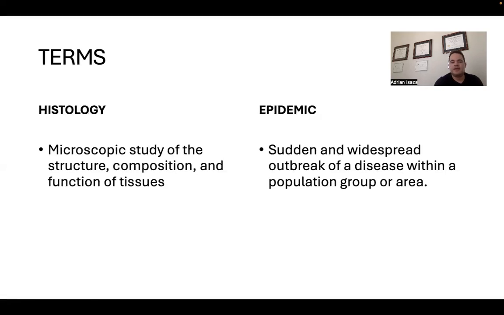Full terms now. Histology is made by the combining form histo, which means tissue, and the suffix logy, which means study of. And histology, therefore, is the microscopic study of the structure, composition, and function of tissues. Then we have the term epidemic, right? Epidemic is the sudden and widespread outbreak of a disease within a population group or area.